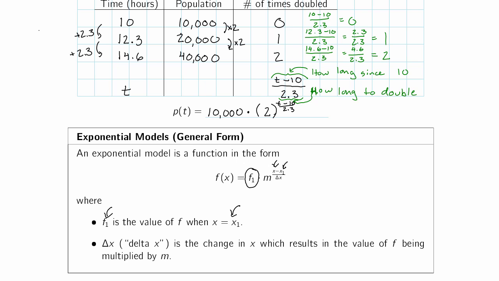So if we take f of x1, this will just be m to the 0, and we'll just get f1. And then after we subtract, we divide by this thing that's a triangle in front of x. This triangle is called a delta. We call this delta x. And it represents the change in x. That symbol delta is often used to represent change. It's the change in x that gives us the multiplier that we were given in our problem.